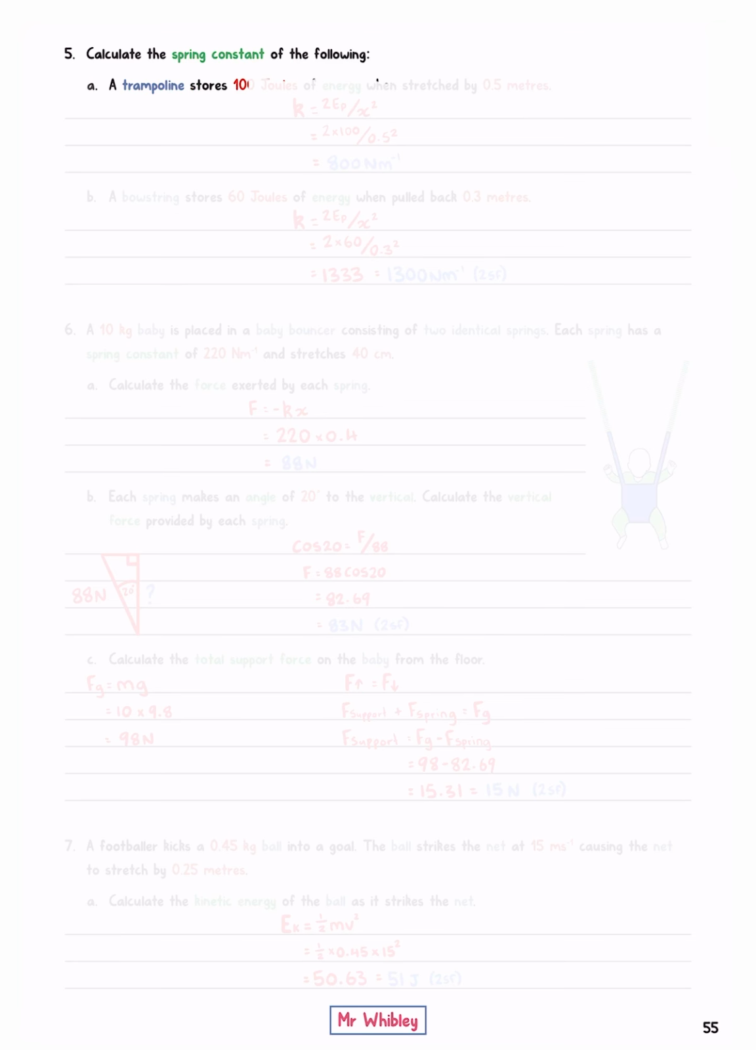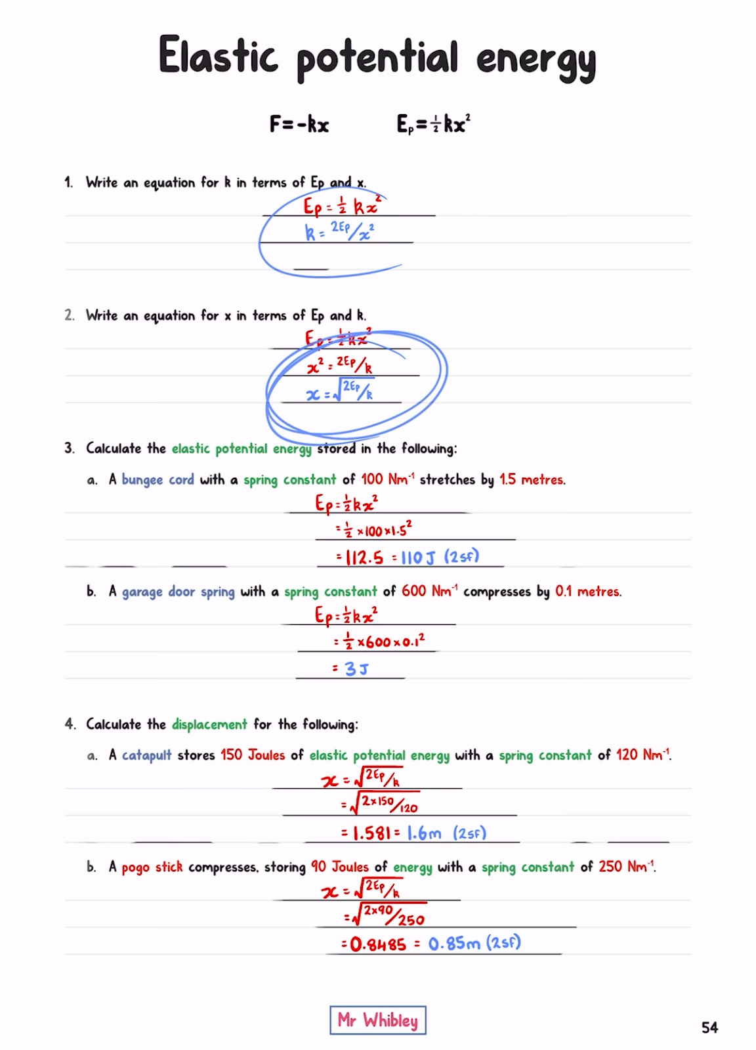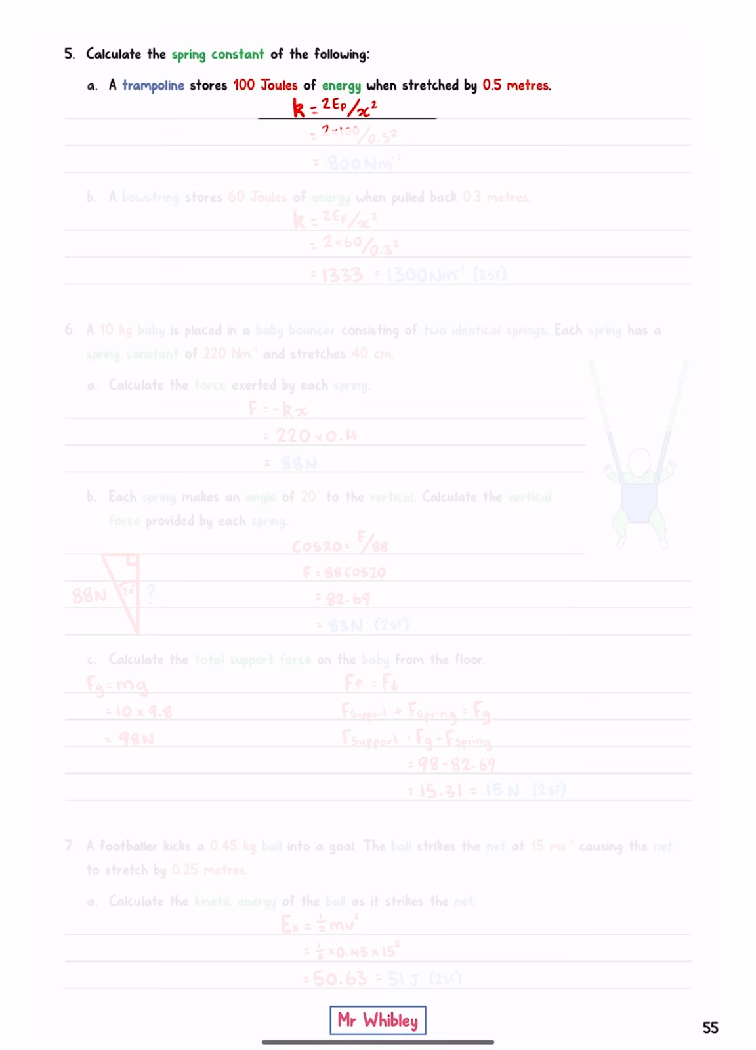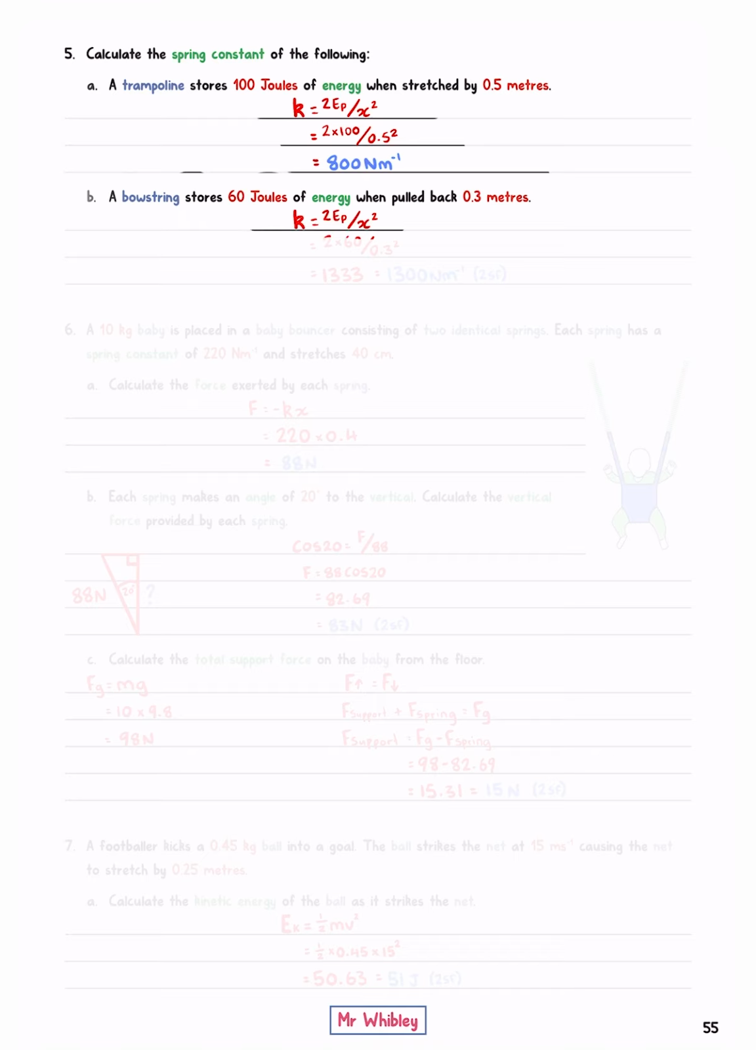A trampoline stores 100 joules of energy when stretched by 0.5 meters. For this, we can use the equation that we found in question 1, where we have both our EP and our X, which gives me 800 newtons per meter. A bowstring stores 60 joules of energy when pulled back 0.3 meters. Once again, starting with our solved K equation, putting our numbers in gives me 1,333 or 1,300 newtons per meter to two significant figures. Question 6.